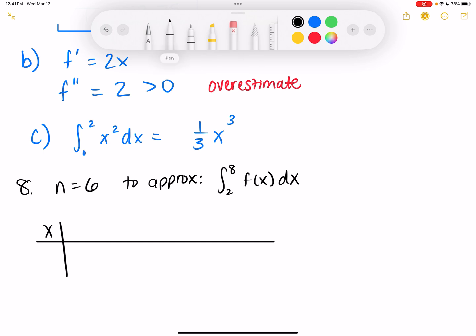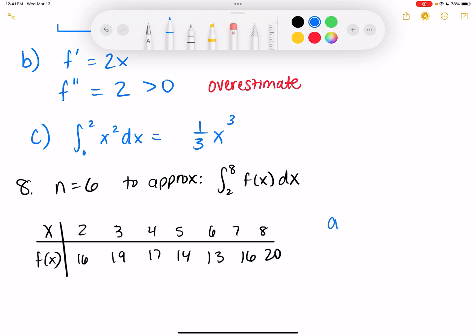They give us the x values: 2, 3, 4, 5, 6, 7, and 8. The y values are 16, 19, 17, 14, 13, 16, and 20. The first and last numbers of the x values in the table are the interval that we are on, right? And you see that from the integral that's here. So a is 2, b is 8.